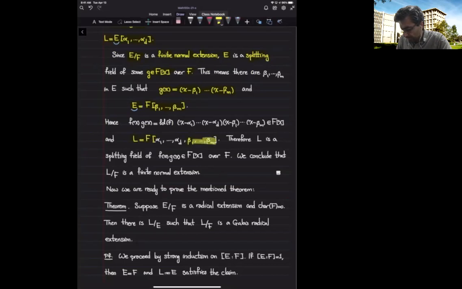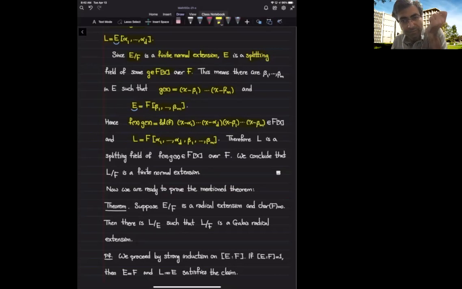So the beta i's definitely give me E. Then I can add the alpha i's and I get the entire L. So L is generated by F, the alpha i's, and the beta j's. And remember, the alpha i's are zeros of the polynomial f, and the beta j's are zeros of the polynomial g. So f times g is the product of these linear factors, x minus alpha i's times x minus beta j's. Of course, the leading coefficient should be there.